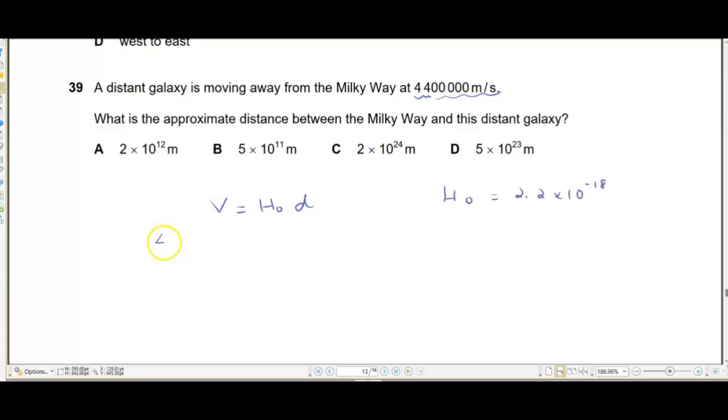So the speed that has been given is 44,100,000. Hubble's constant is 2.2 times 10 raised to the power minus 18, and the distance is going to be found by dividing 44,100,000 by 2.2 times 10 raised to the power minus 18, and you will get an answer of 2.1 times 10 raised to the power 24 meters. So this is our correct option.